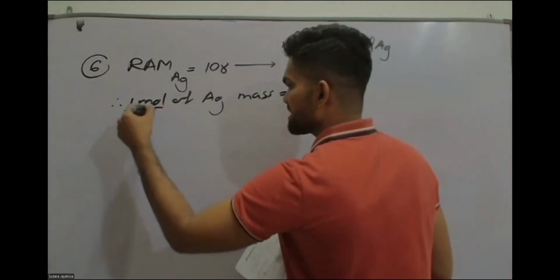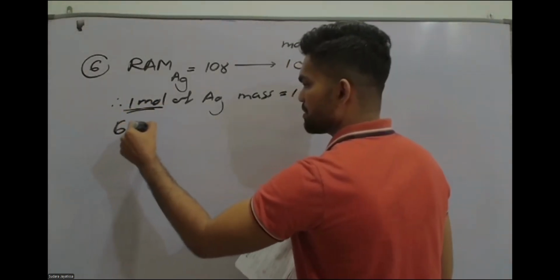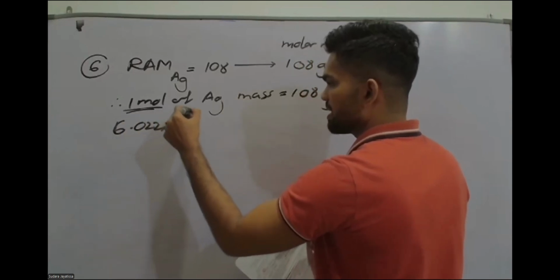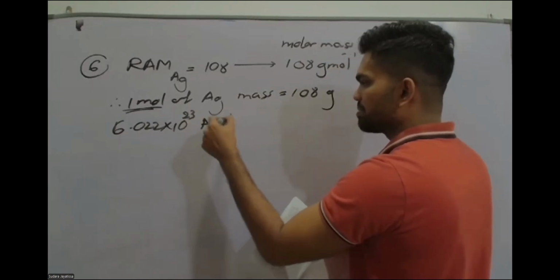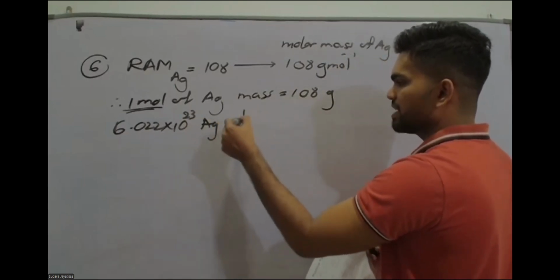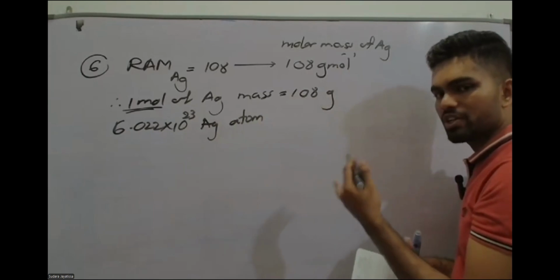1 mole is what exactly? 6.022 into 10 to the power 23 silver atoms. Silver is an element, no? So it is composed of atoms only, no molecules.